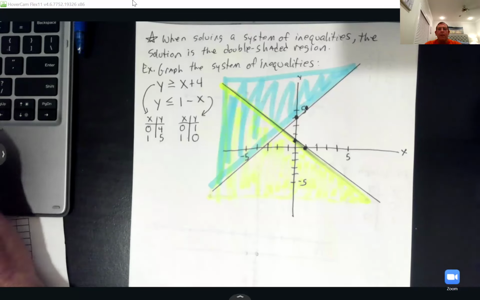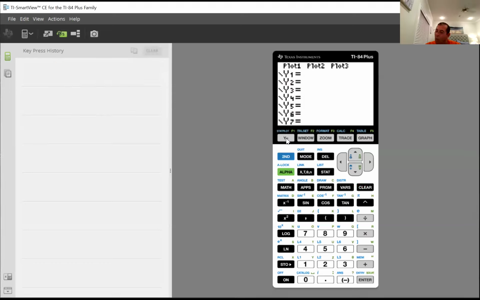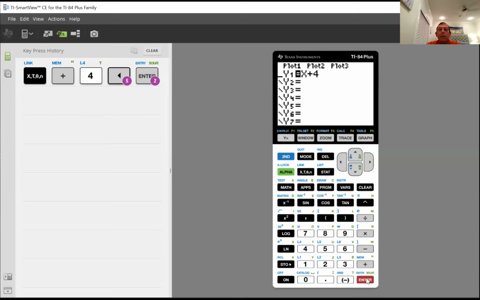All righty. So I'm going to go to my calculator. Go to y equals and clear all this off. So for y1, I had x plus 4. So I'm going to go to x plus 4. I'm going to arrow all the way left until I get the triangle above. So enter, enter. So I got the triangle above.